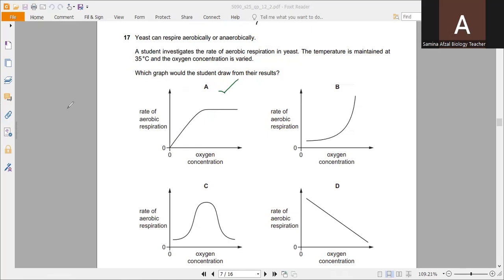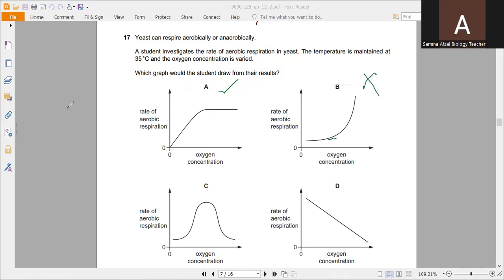We move towards the other option, which is B. It suggests the rate increases. You can see as the oxygen is increasing, the rate of aerobic respiration is behaving differently. So it is impossible, as enzymes and cell machinery have physical limits. You can see the rate is not increasing, whereas the oxygen concentration is increasing.